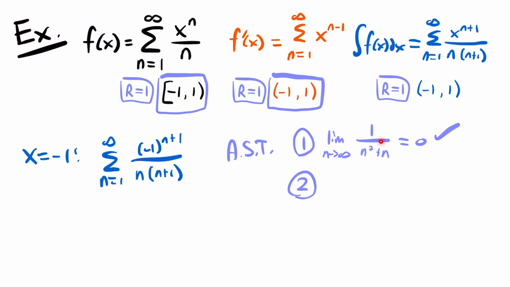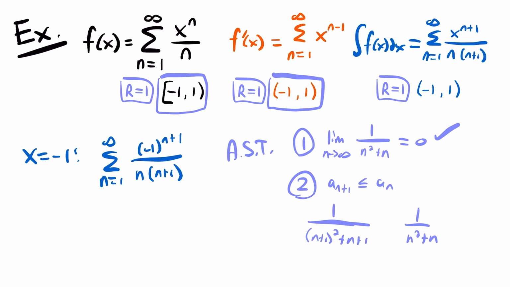We need to make sure that this sequence is decreasing, that a sub n plus 1 is less than or equal to a sub n. So we'll have 1 divided by n plus 1 squared plus n plus 1 compared to 1 divided by n squared plus n. All right, we just replaced each of these n's with n plus 1 for the a sub n plus 1 term. Now comparing these two values, this denominator is always going to be bigger than this denominator because we're squaring a value that is 1 larger than this value, and then we're adding n plus 1 rather than just adding n. And so this denominator will always be bigger, which means that this fraction will always be smaller in value than this fraction.